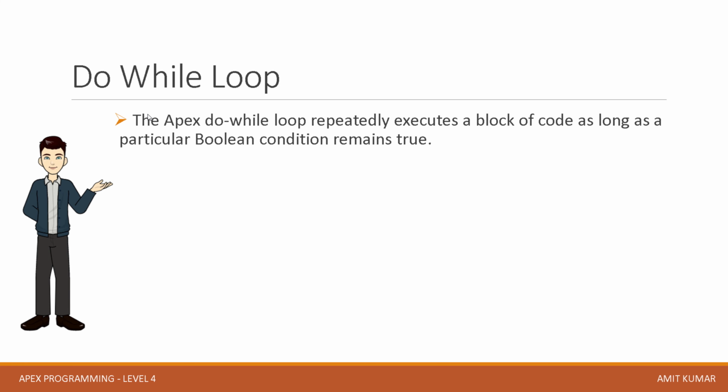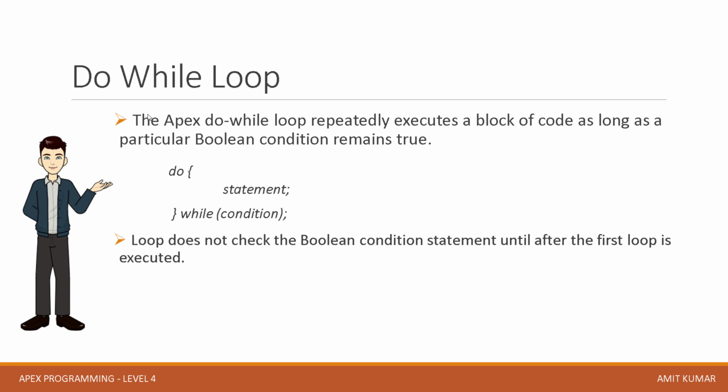The Apex do-while loop repeatedly executes a block of code as long as a particular Boolean condition remains true. A do-while syntax looks something like this, where a condition is provided with while and this whole syntax starts with the do keyword. It looks similar to a while loop with some differences: it has a do keyword, the condition is provided at the end of the loop, and just after the condition there is a semicolon to terminate the whole statement. The loop does not check the Boolean condition until after the first loop is executed.